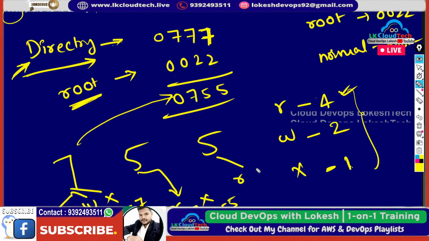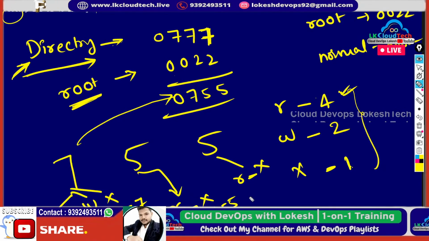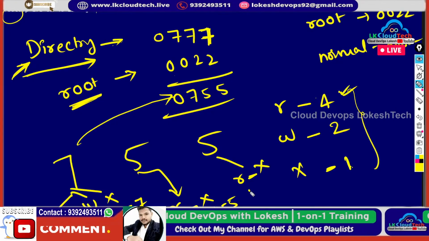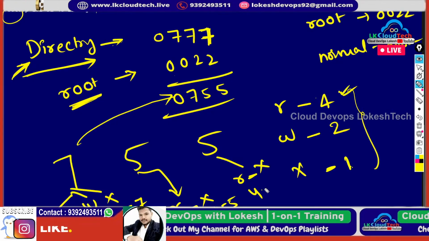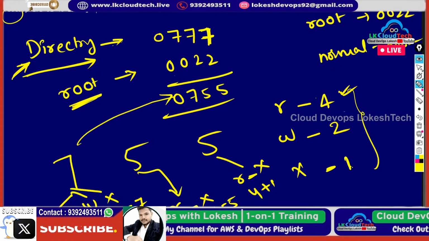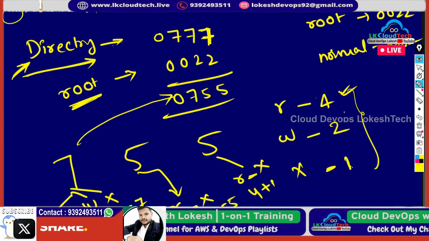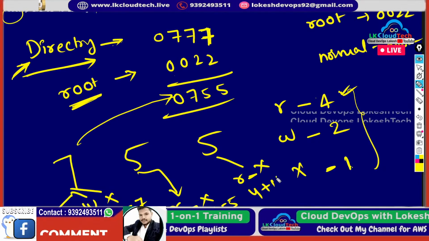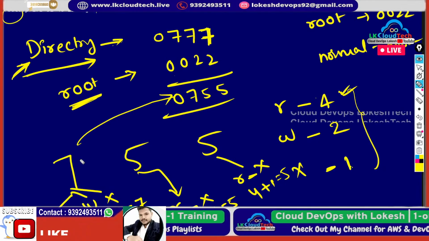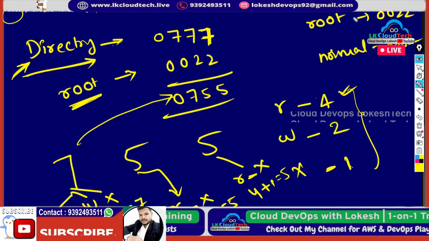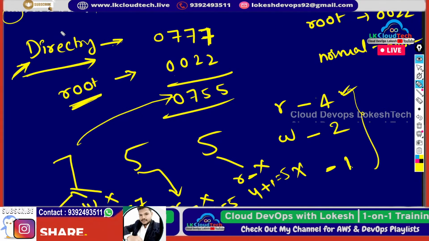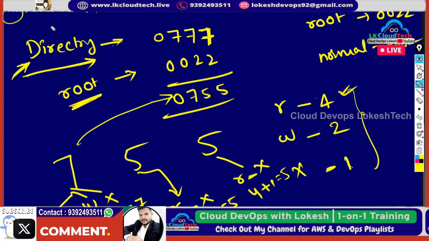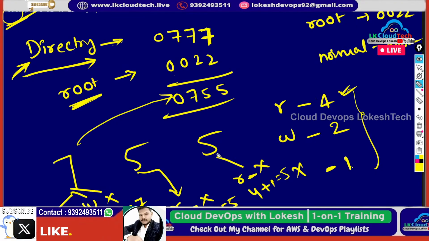Same here, read and execution permissions. Write is not there, so you get 4 plus 1, and this is not minus, I just mentioned it as empty. Total 5. Clear? 755. For example, if you create a directory in root, you should get 755 permissions.